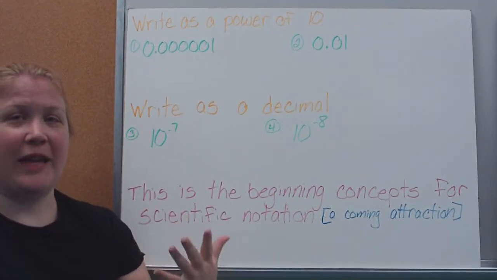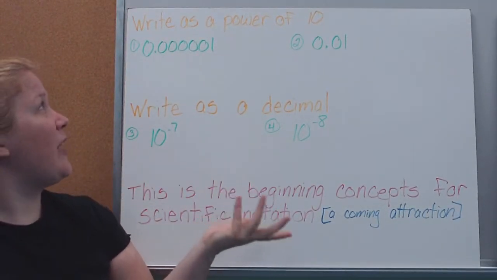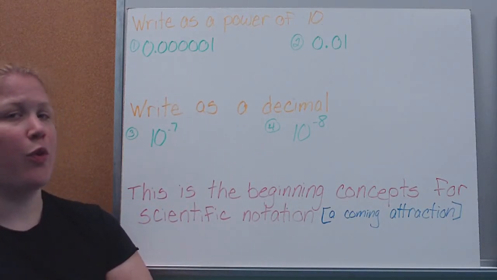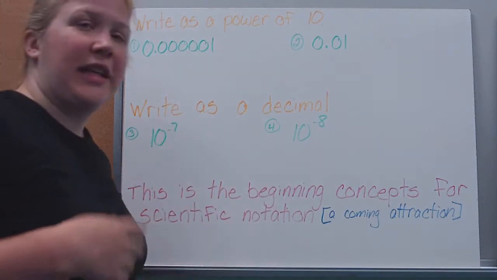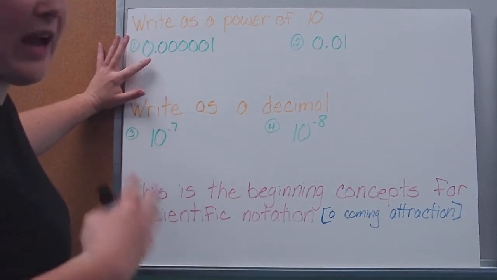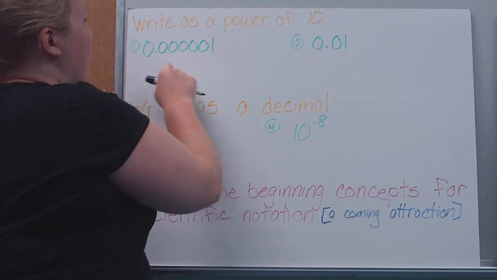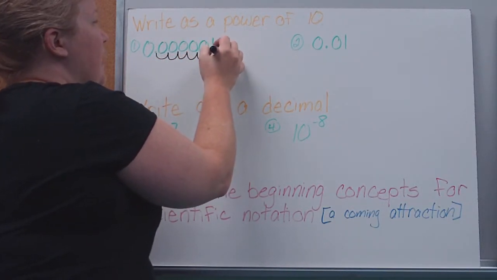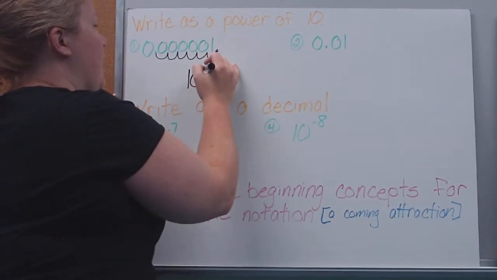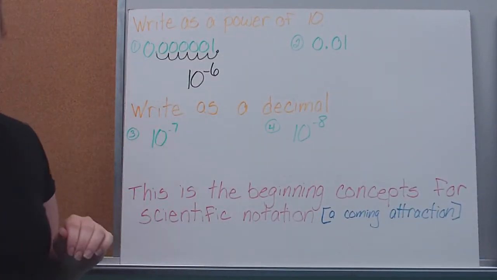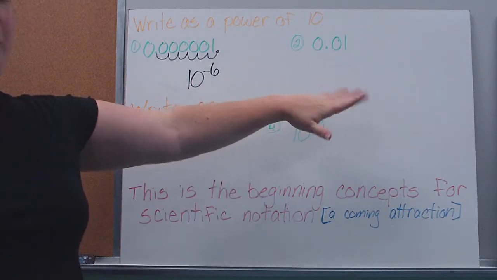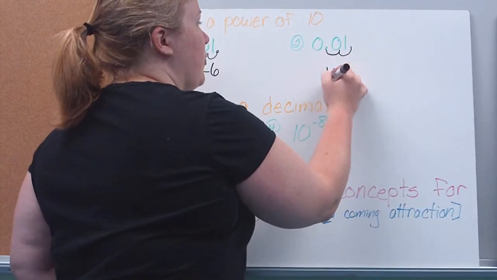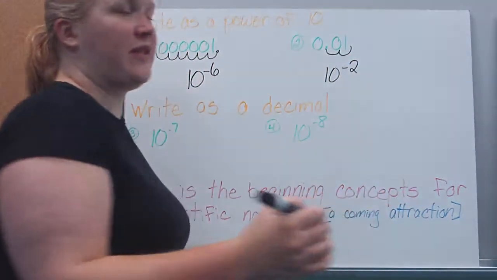So the first thing I wanted to look at is simply writing our decimals as a power of 10. And what I didn't point out on the other board, but I'll point out here, is that with powers of 10 it's a matter of how far we're moving the decimal. So if we look at this, I'm going to move my decimal 1, 2, 3, 4, 5, 6 spots. So this would actually be 10 to the negative 6. All right? Pretty simple when we're converting them this way. Here I'm moving it twice. So this would be 10 to the negative second.